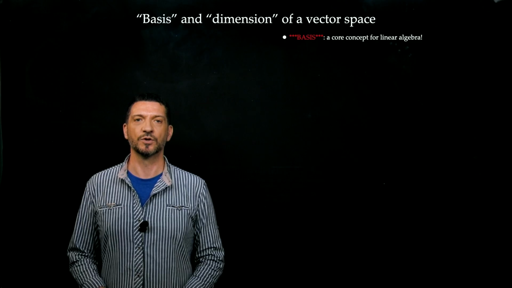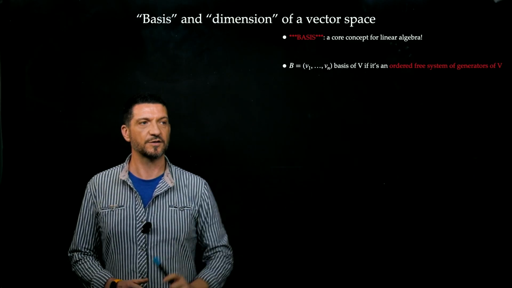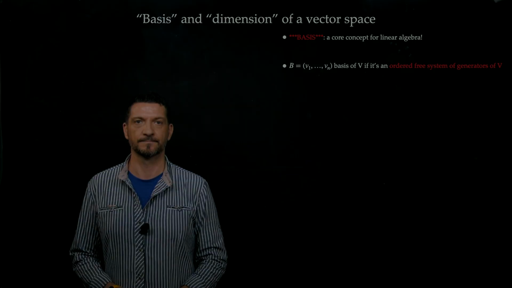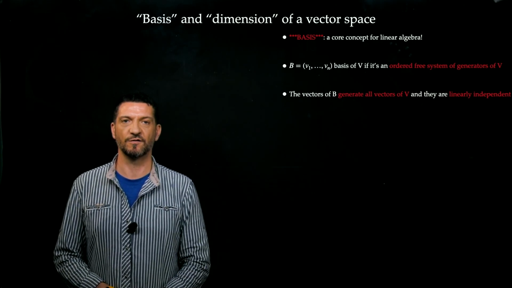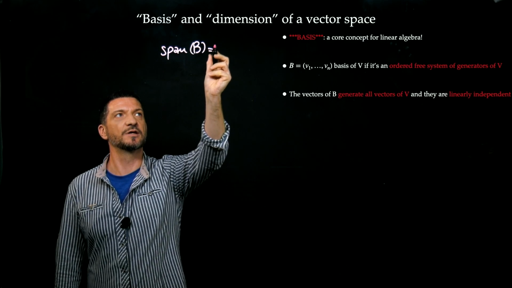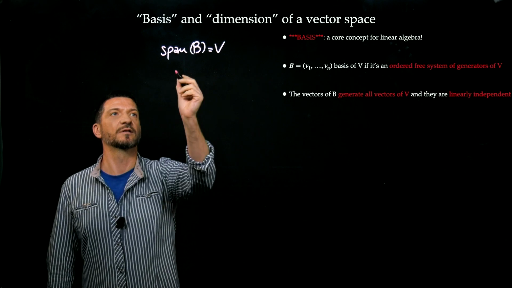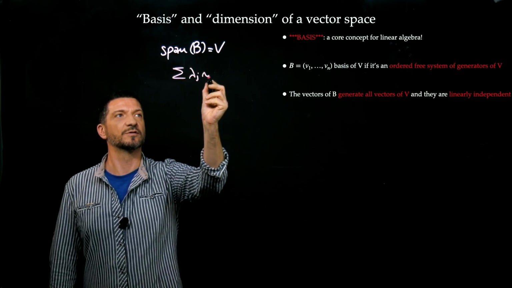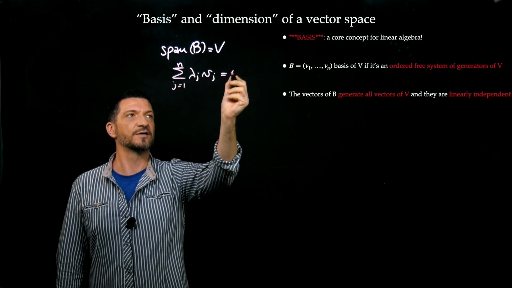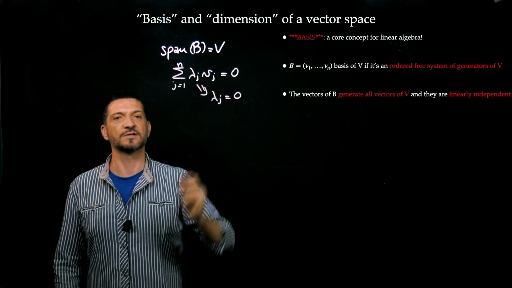We have finally arrived to the core concept of basis of a vector space. A basis of the vector space V is an ordered free system of generators for V. This means that at the same time the vectors of the basis generate V, and so the span is equal to V, and also the vectors v1, ..., vn are linearly independent. That is, the linear combination written like this with generic scalars lambda 1, ..., lambda n gives rise to the null vector if and only if all these coefficients are 0.